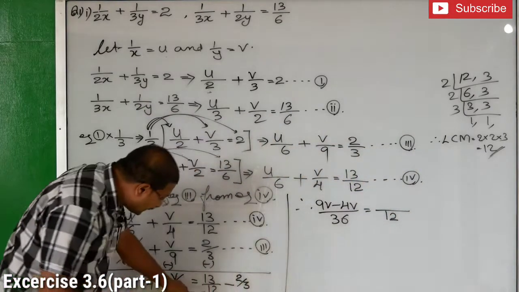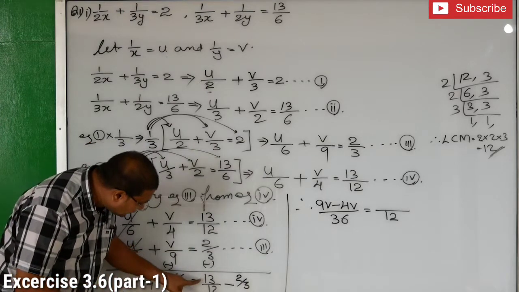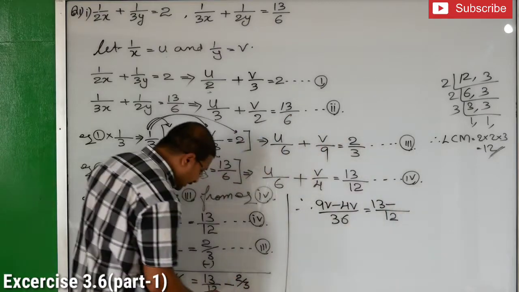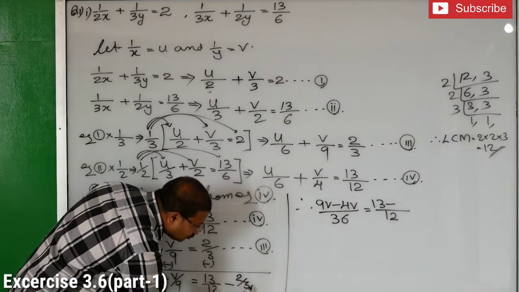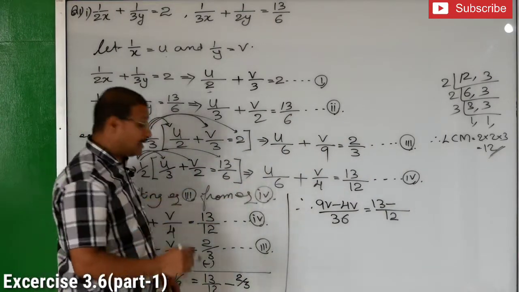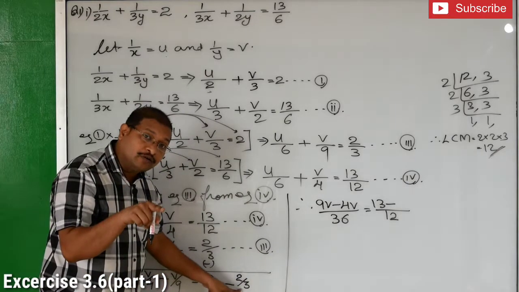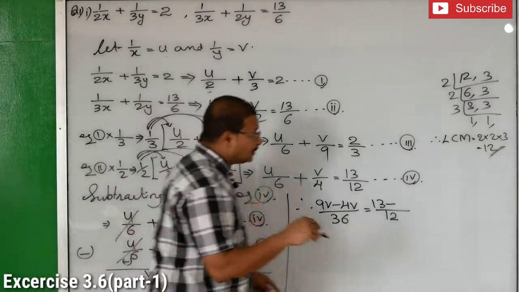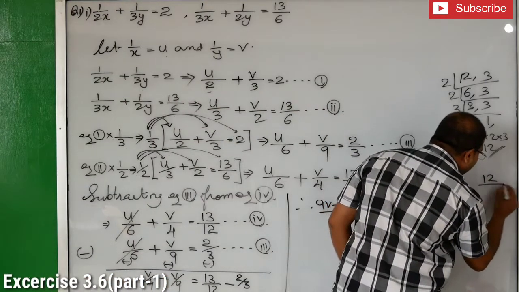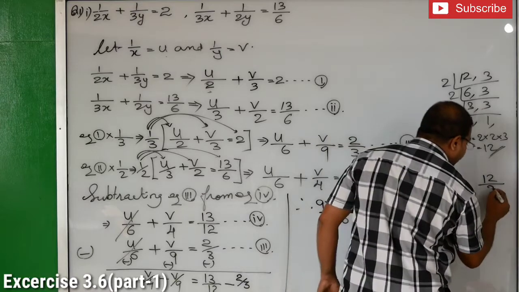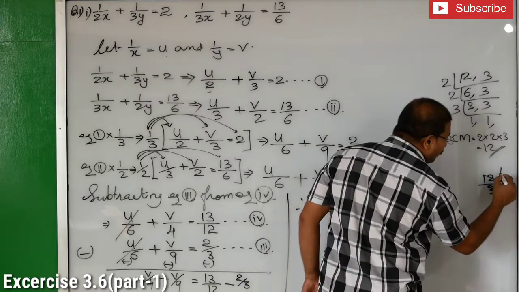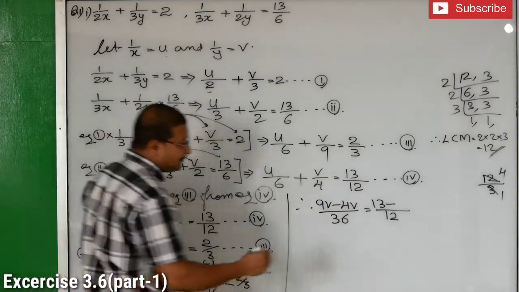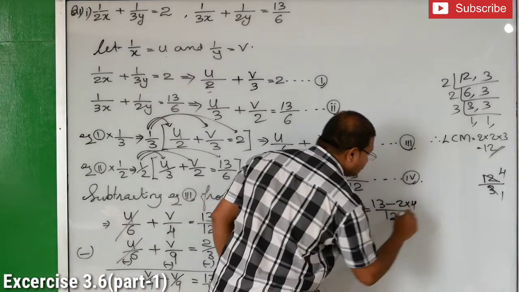After that, here it is already 12, so no need to multiply anything. Directly you will write 13 minus. Here the denominator is 3, but our LCM is 12. That means 3 into how much will you get 12? 3 fours are 12. That means 4 will multiply to the numerator. Otherwise, 12 divided by this denominator 3, when you cancel by 3, we get 4. That means we have to multiply 4 in the numerator. That means 2 into 4.